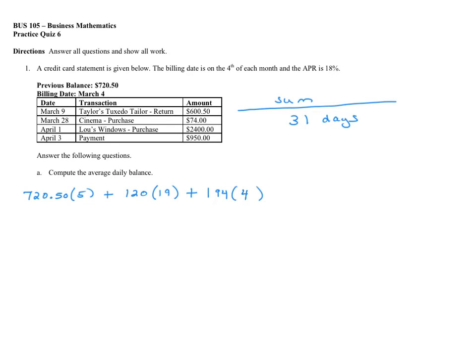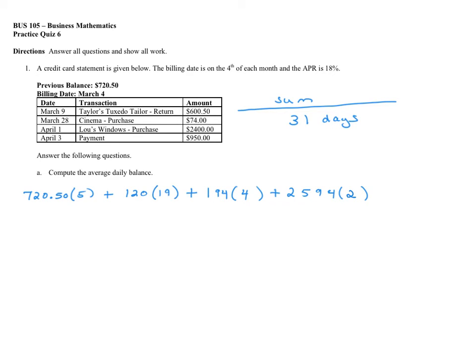All right, so we got to keep going. Then on April 1st, there was this purchase of $2,400. Okay, so that means we have to increase this amount by $2,400 to get the new balance on the card, which is $2,594. And then let's see, that was the balance on the account from the 1st to the 3rd, so that's for a total of 2 days.